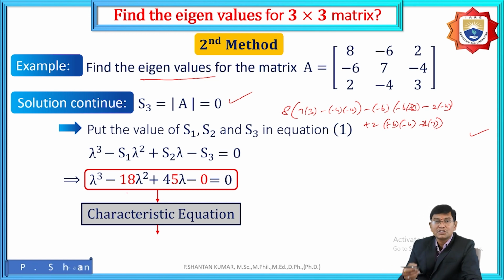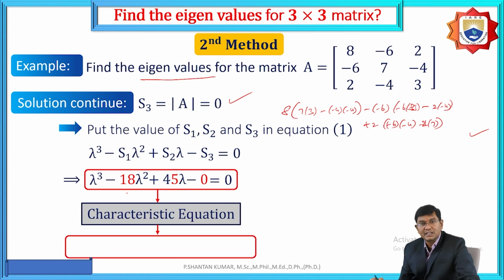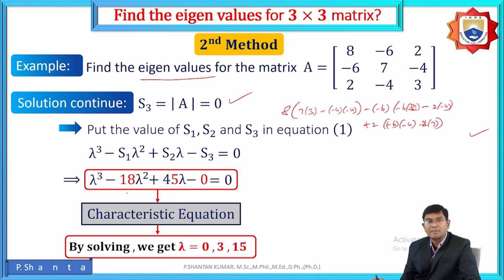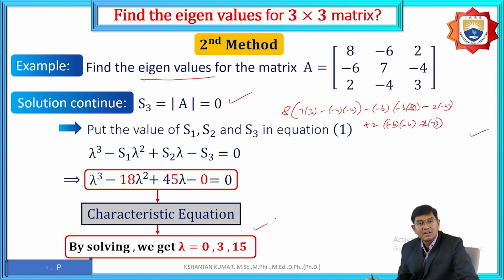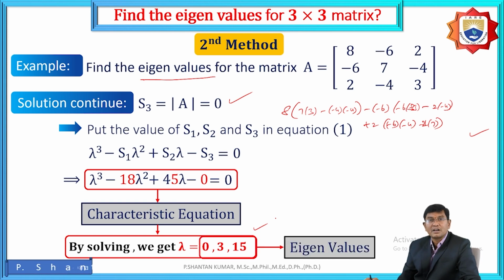And solving means, as we know, finding the solution using either synthetic division, trial and error method, or any factorization method. By solving, we obtain that the eigenvalues are 0, 3, 15. That is how we clearly obtain the eigenvalues.